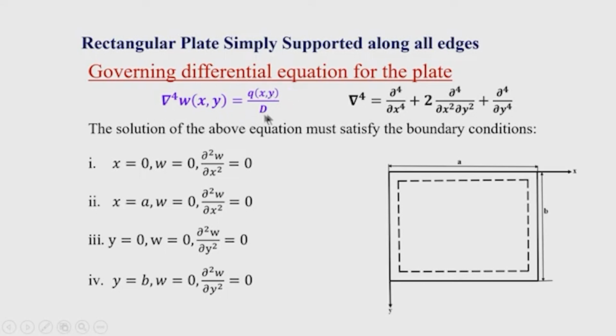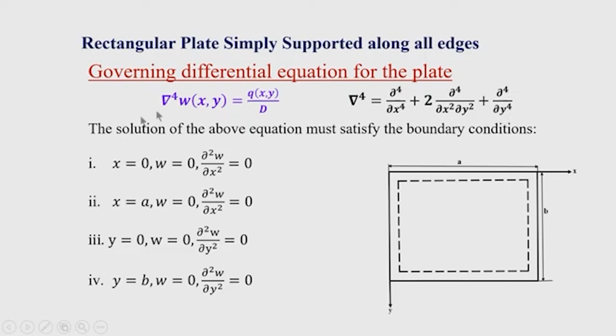the conventional rule of solution of the differential equation, but Navier overcame this difficulty by using a double trigonometric series. The double trigonometric series that he proposed is valid only for a rectangular plate having 4 edges simply supported. Now, here del 4 is the operator which is given by del 4 divided by del x 4 plus 2 del 4 divided by del x square del y square plus del 4 divided by del y to the power 4.